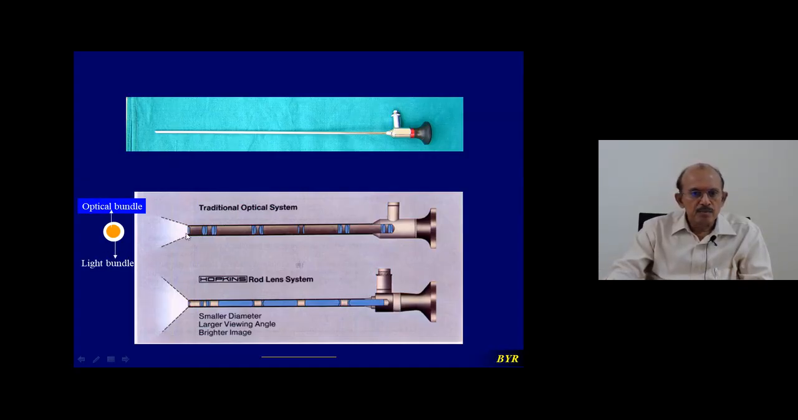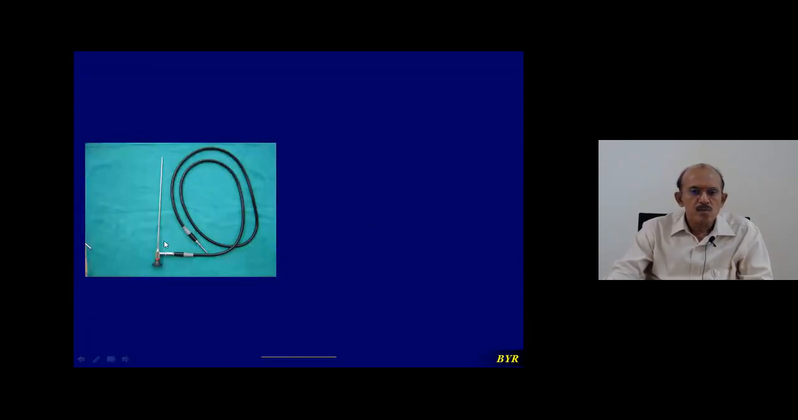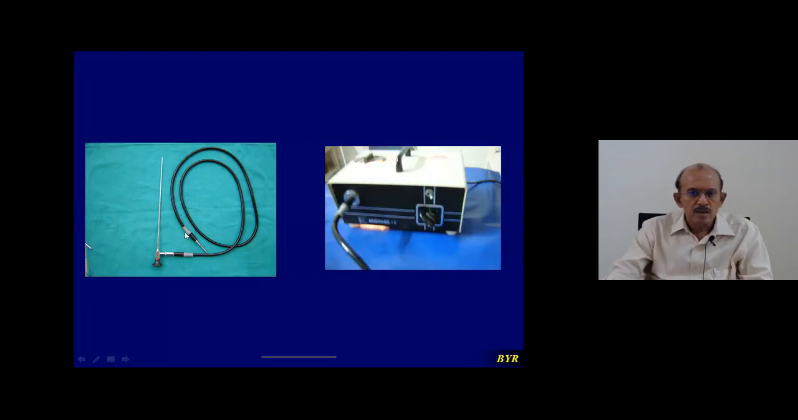If you look at this end, you can see illumination is there. This illumination is coming from a light guide attached to the side. The illumination will be there all around. Central part is for the optical bundle. The peripheral part is for the light bundle. So this is the telescope to which a flexible light guide is attached. This light guide will transmit the light. This light guide will be connected to a light source.